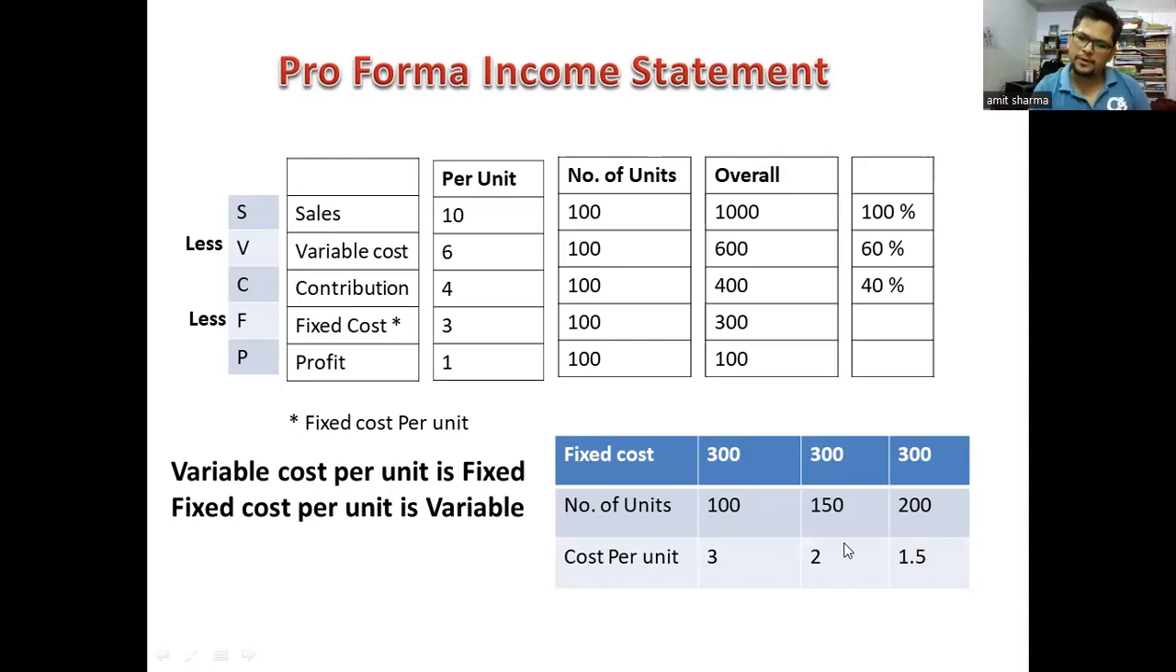If the production is decreasing, from the right side to the left side, suppose 200 units was the level and 1.5 is the fixed cost per unit, and suppose we reduce our production from 200 to 100 units. So you can see that if we reduce the production, then the cost per unit will increase from 1.5 to 3 rupees. So this is an interesting example.